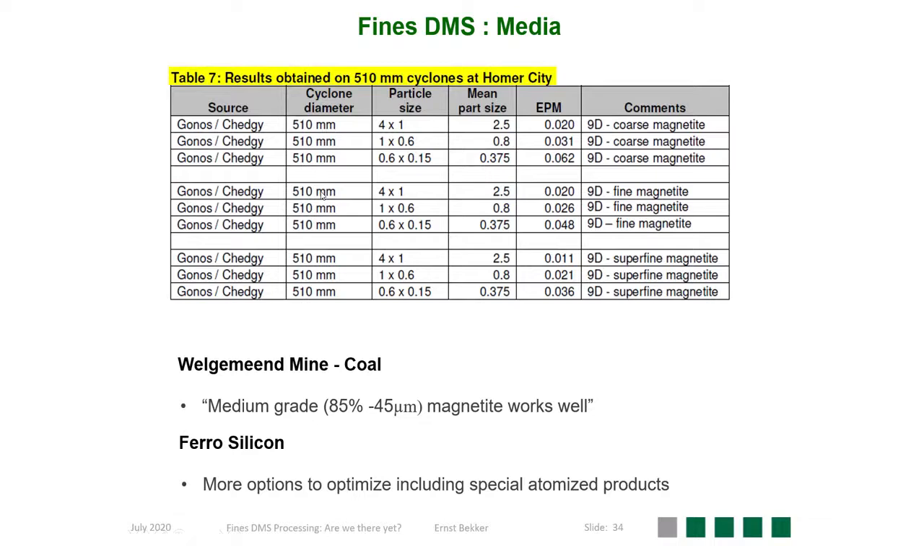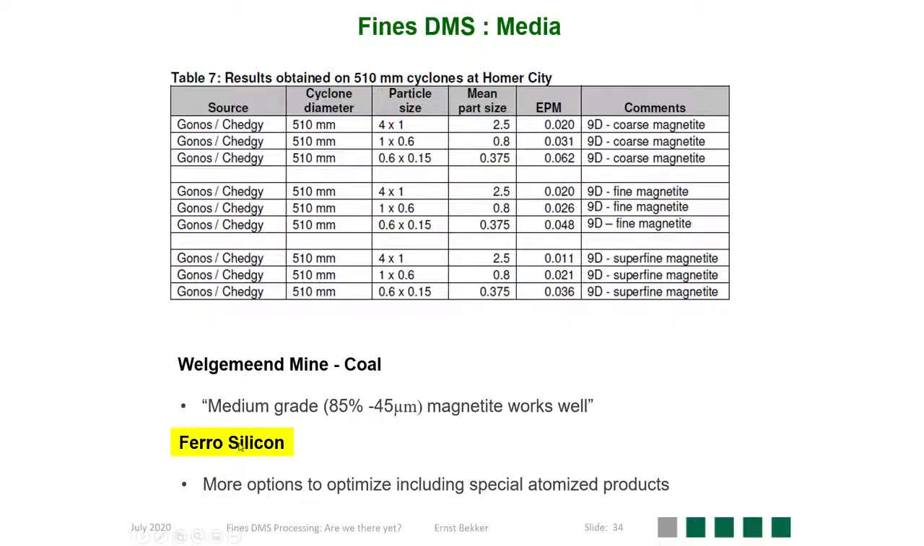Test work done at Homer City on 510mm cyclones indicated that as the magnetite became progressively finer, from coarse to fine to superfine, the EPM values started to improve as well. So a finer media seems to be the answer. On the Welgemeend coal plant, feedback is that the standard medium grade magnetite works well. So again, there's a contradiction.